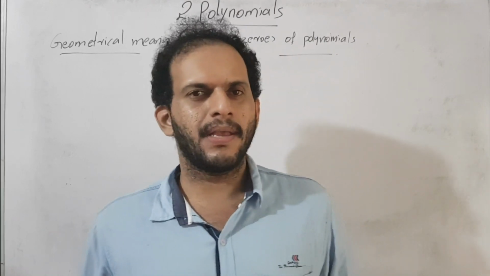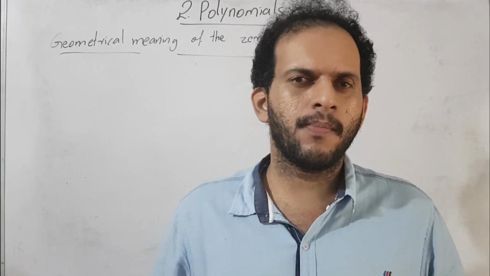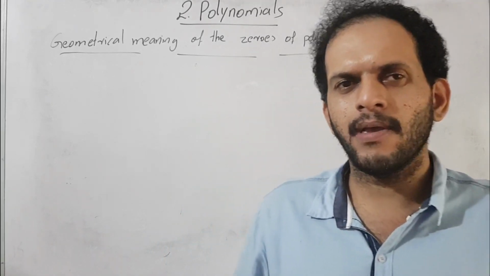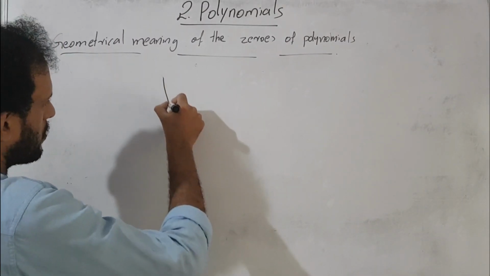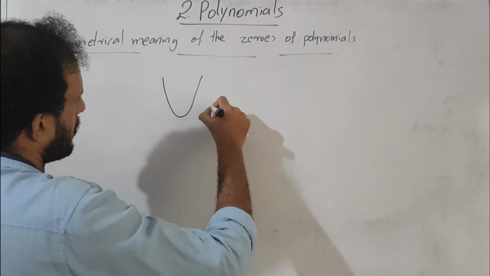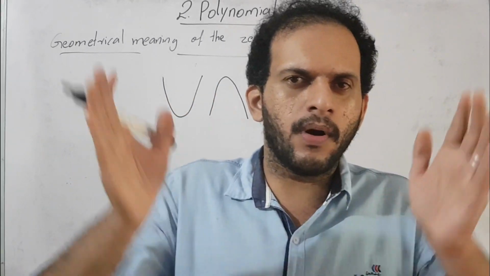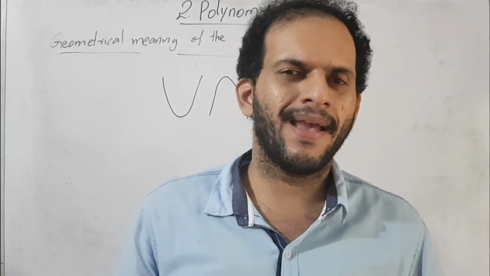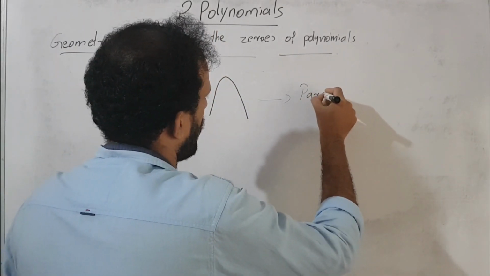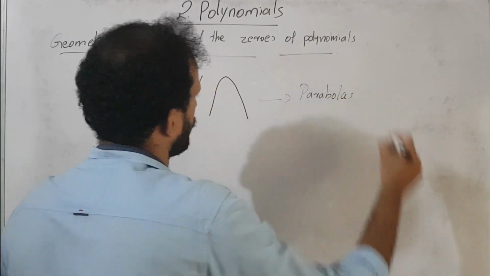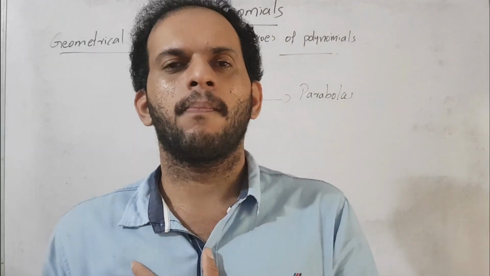Now we discussed the idea on the basis of a linear polynomial, correct? So, if you represent the graph of a quadratic polynomial, then the shape of the graph is like this, or like this. Okay, that means it opens upward or opens downward. This type of graph is called a parabola. The graph of this shape is called a parabola.